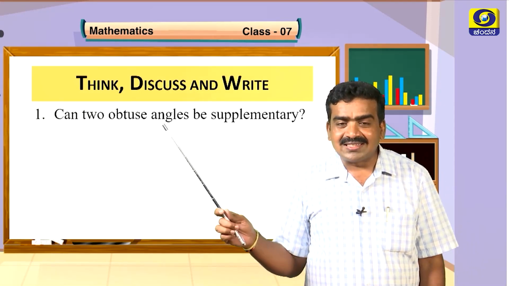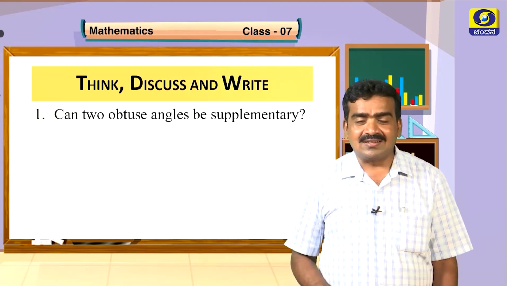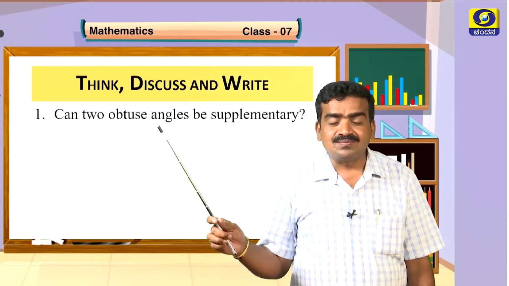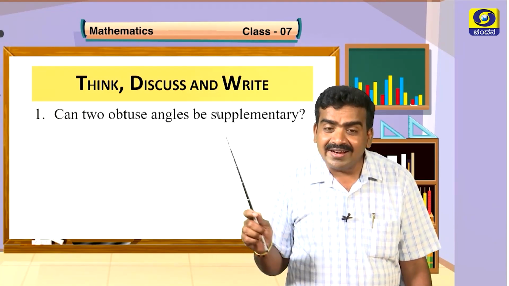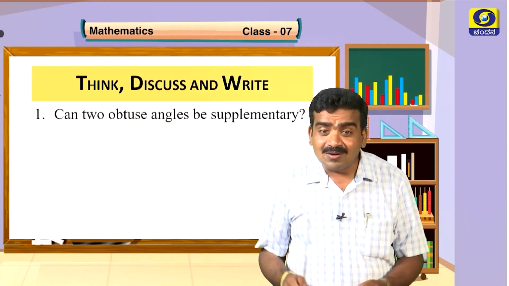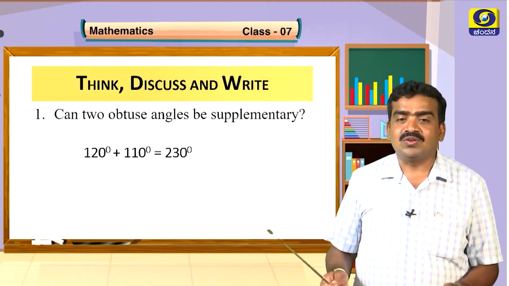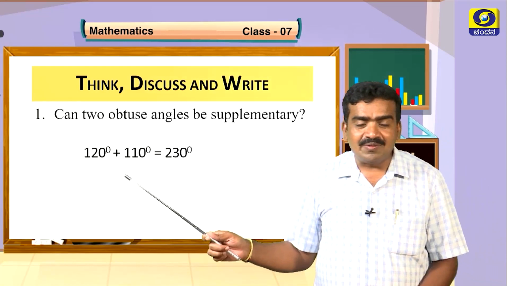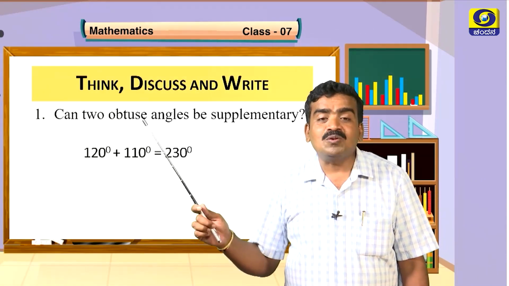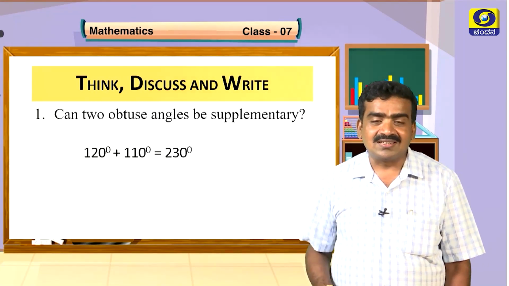Here two angles given. What kind of angles are they? They are obtuse angle. What we have to do here? We have to add two obtuse angle. How much we should get? 180 degree. If you are not getting 180 degree, then they are not be a supplementary angle. Let us test by taking some numerical values. 120 degree plus 110 degree, these two are obtuse angles. What is their sum? It is 230.